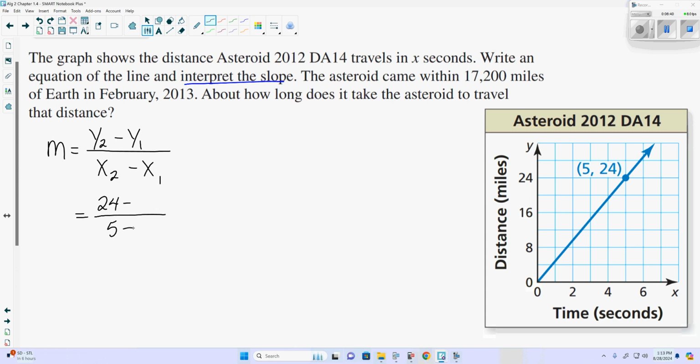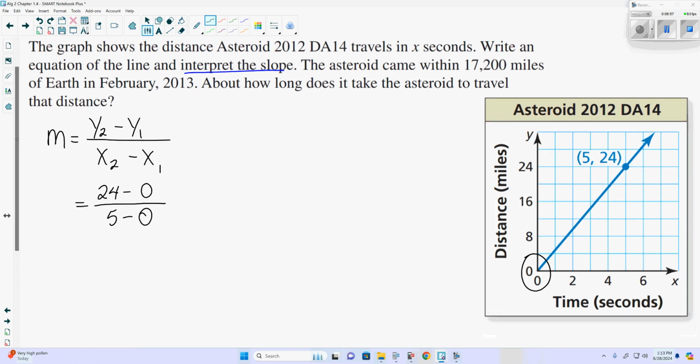Zero, zero. It does intersect at 0, 0. So the other nice point is 0, 0. What that also tells us is that the y-intercept is value 0.